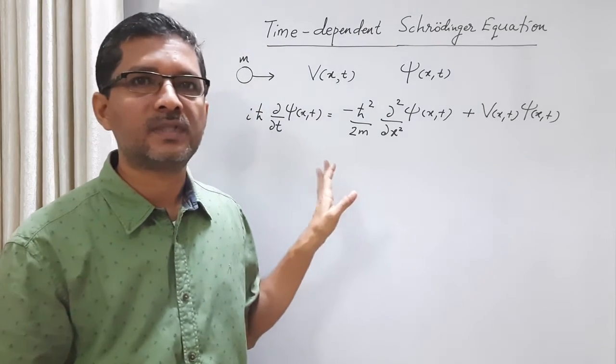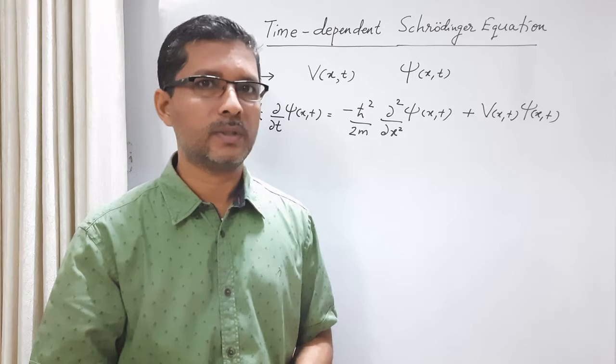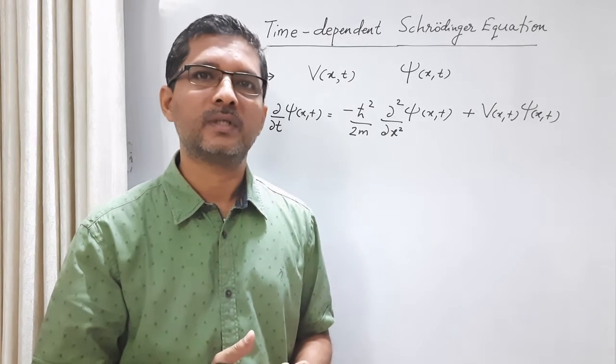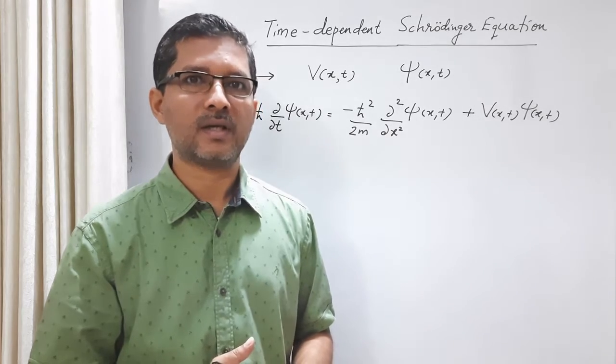This was discovered by Erwin Schrodinger in 1926, in the beginning of 1926. His 4 papers on quantum mechanics came in 1926.